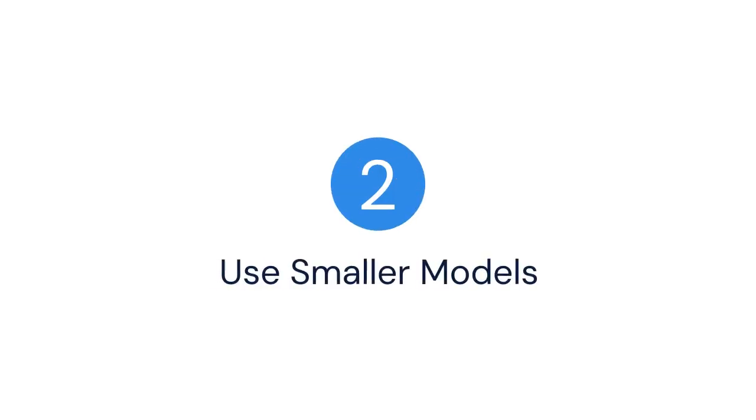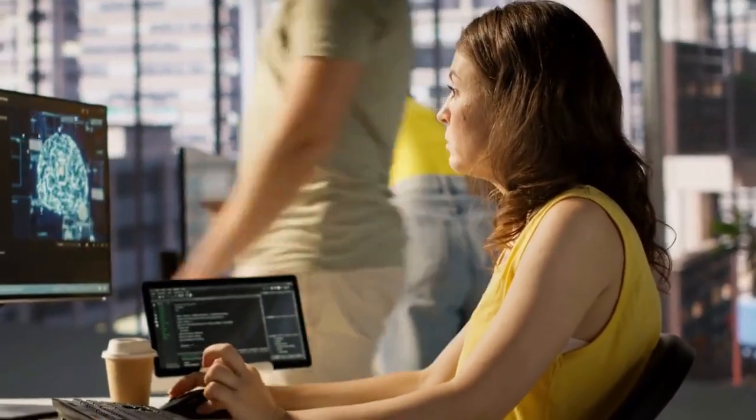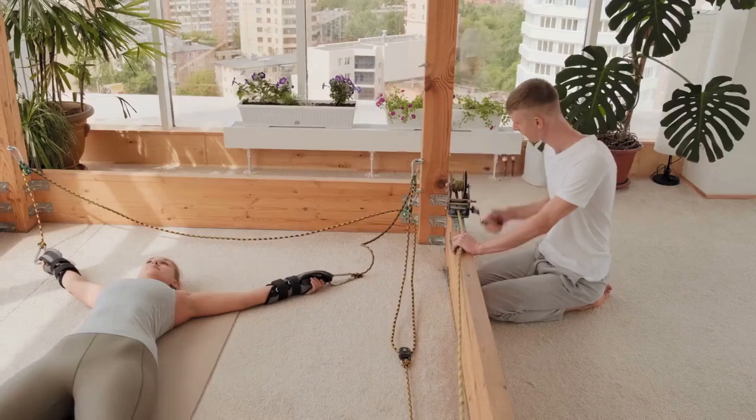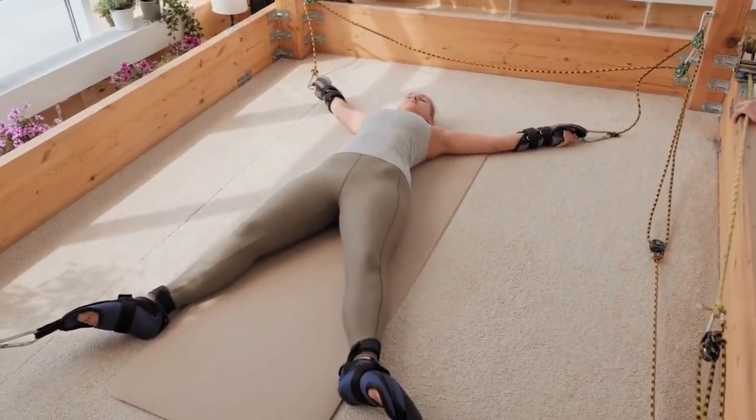Number 2, use smaller models. Consider using a simpler architecture, especially if you're just starting out. Pre-trained models like MobileNet or SqueezeNet are much smaller than models like ResNet 50. Transfer learning can help maintain good performance with these smaller models.